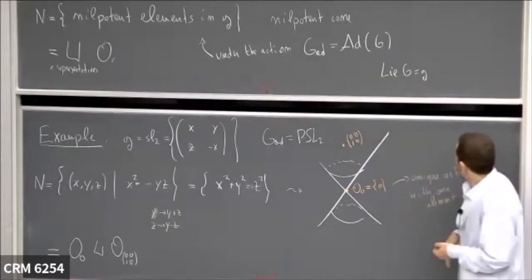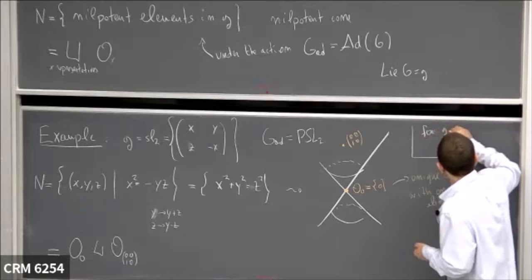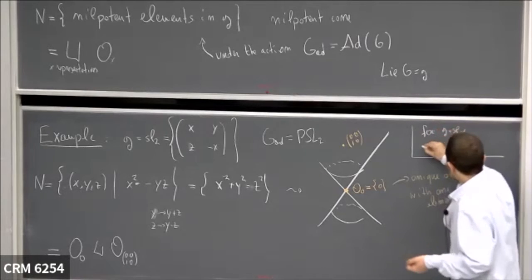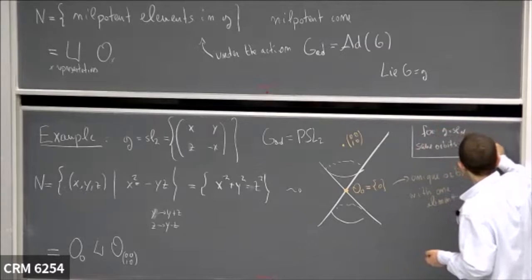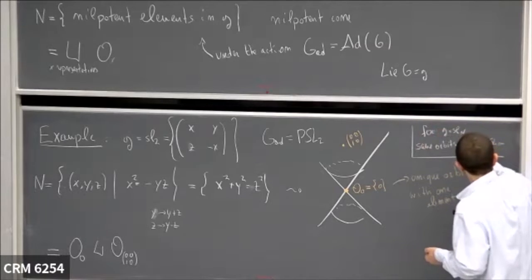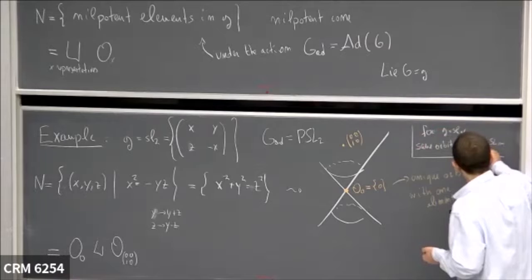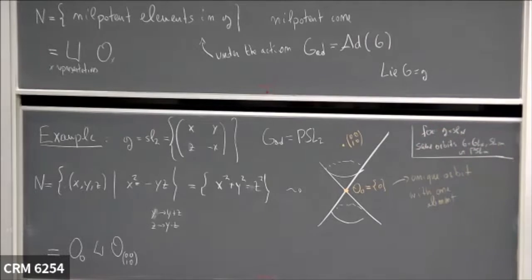But for G equal SLN, I mean, we get the same orbits if we pick G to be GLN, SLN, or PSLN. So in this case, the orbits are the same. But in general, for some simple algebras, the situation may be a little bit different. And yeah, I was talking about this. So the property is this: it's the unique orbit with one element.